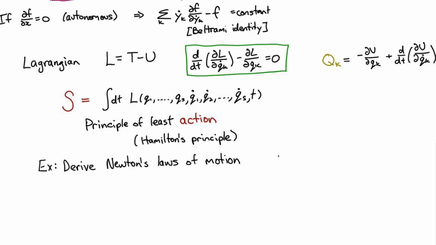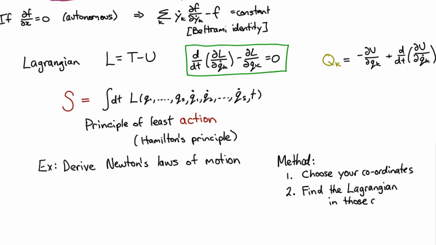The general method for doing this falls simply into 3 steps. 1, choose your coordinates. 2, find the Lagrangian in your coordinates. And 3, use the Euler-Lagrange equation. Alright, so go ahead and try and derive Newton's laws of motion.